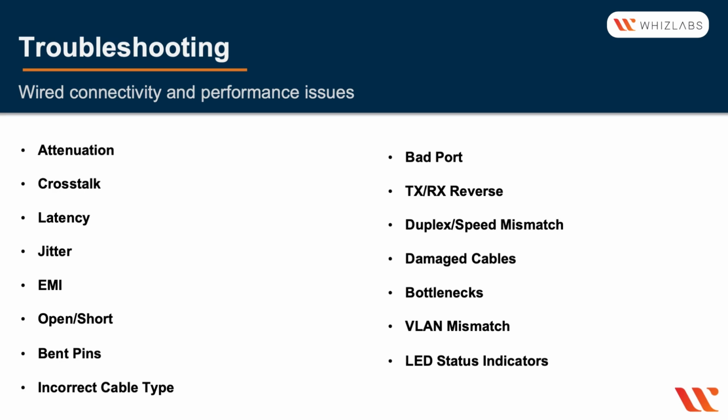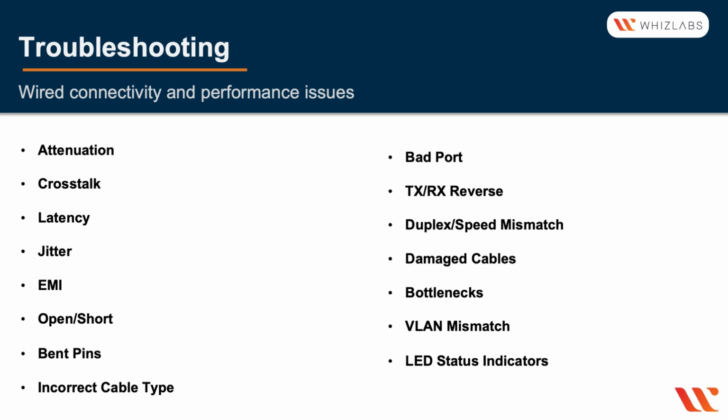Let's look at the wired connectivity and performance issues. Attenuation is the weakening of the signal because it travels long distances. So you can use a cable tester to see if the signal is weak or if the cable length is too long. The UTP cable has 4 twisted pairs of wire. So the crosstalk happens if one of the pairs are somehow communicating with the other pair. So there is an interference there. So that's when you'll need to check if there's a damage to that cable.